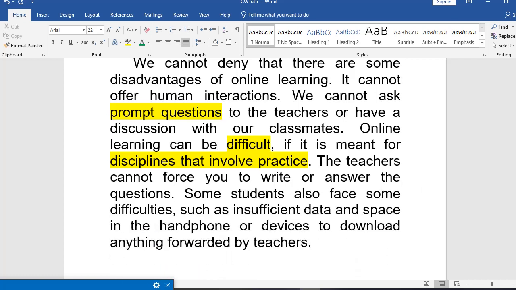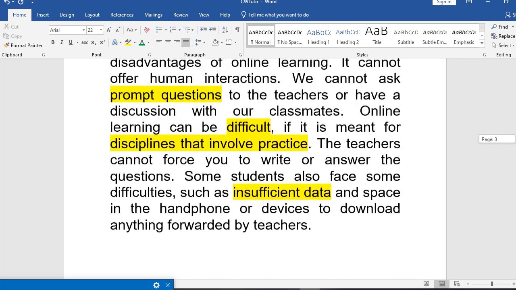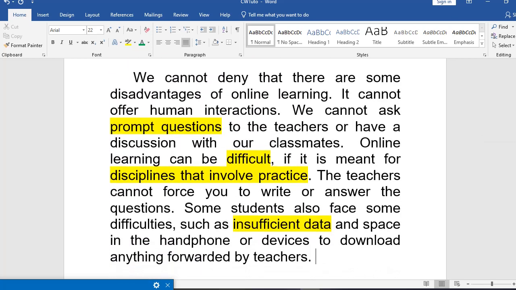Another difficulty or another disadvantage, some students also face some difficulties such as insufficient data and space in the handphone or devices to download anything forwarded by teachers. This is correct. This is right. Some of you don't have data, not enough space in your handphone to download the Google Meet apps and everything. So that is the problem. So this is the explanation on disadvantages. Okay, what else can we say about the disadvantages?